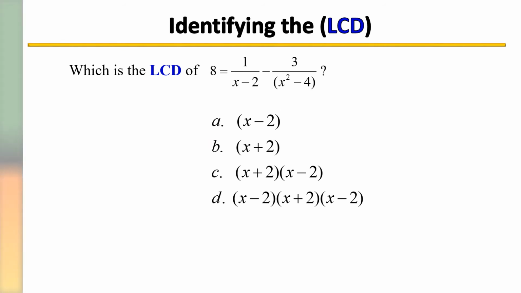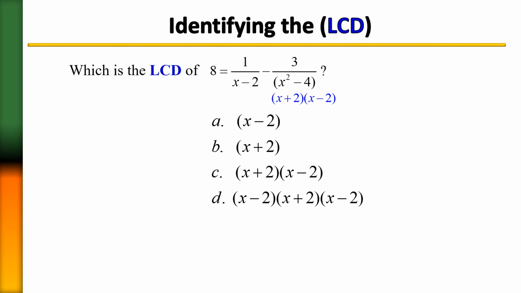In this last example, we want to find the LCD. In order to find all your unique or different factors, we need to factor the difference of squares. And you should know by now that it factors into x plus 2 times x minus 2. Next, I want to look at all my factors. I only have 2 factors involved, and that is x minus 2 and x plus 2.